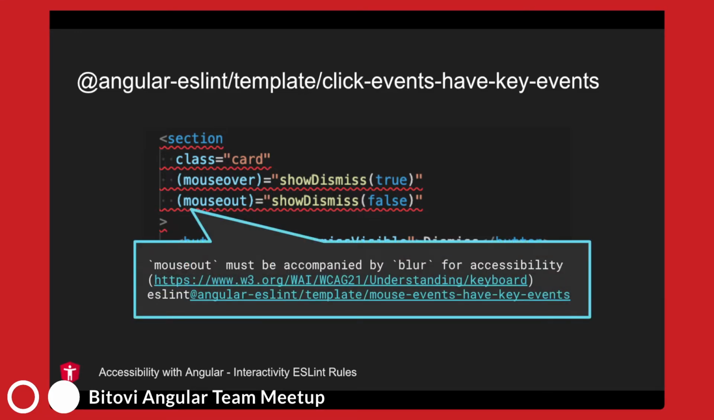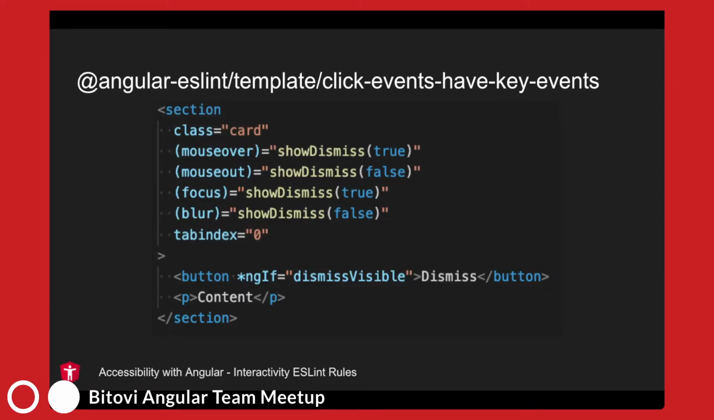So we get our error here saying mouse out needs to be accompanied by blur, and mouse over needs to be accompanied by focus. So the way that we fix this is a little bit more than just adding those two event handlers. However, I've added those. So we've got a focus and blur event handler.